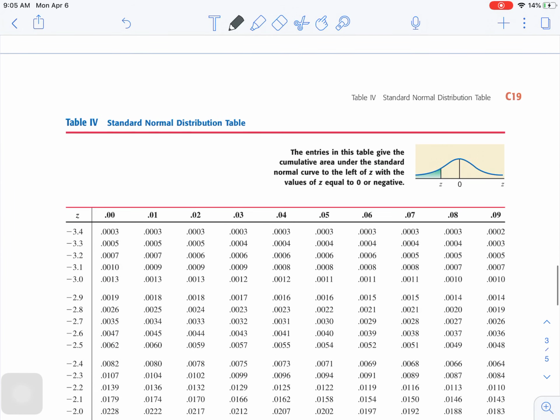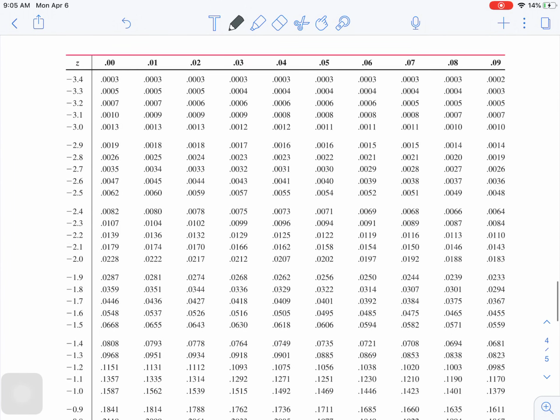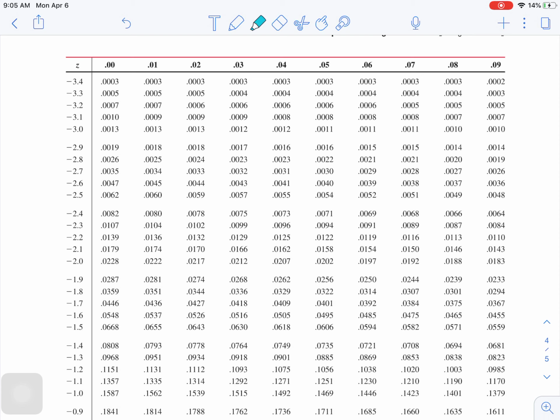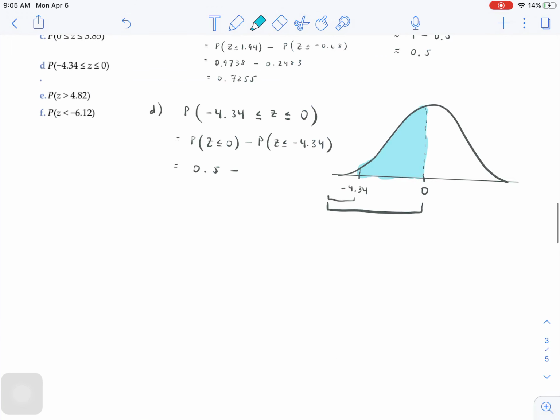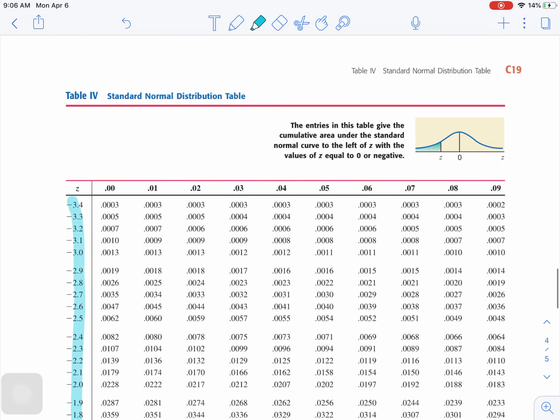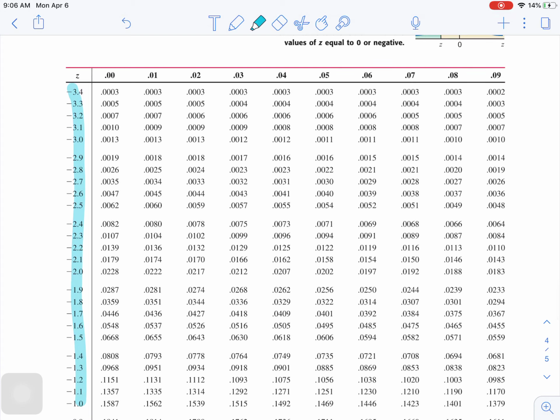So I go down to my chart to the negative side. Well, similar issue as last time. Negative 4.34 is off the charts. My z-table only goes as small as negative 3.4. Negative 4.34 is smaller than that. So I have to approximate the area to the left.